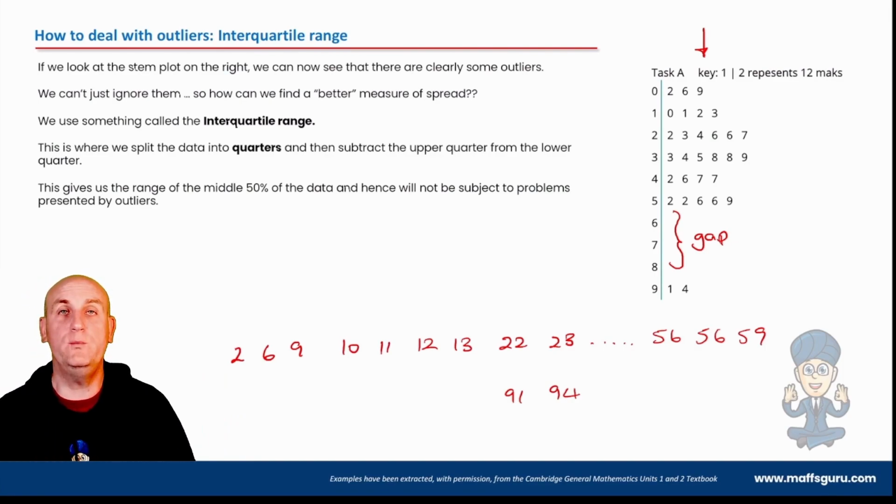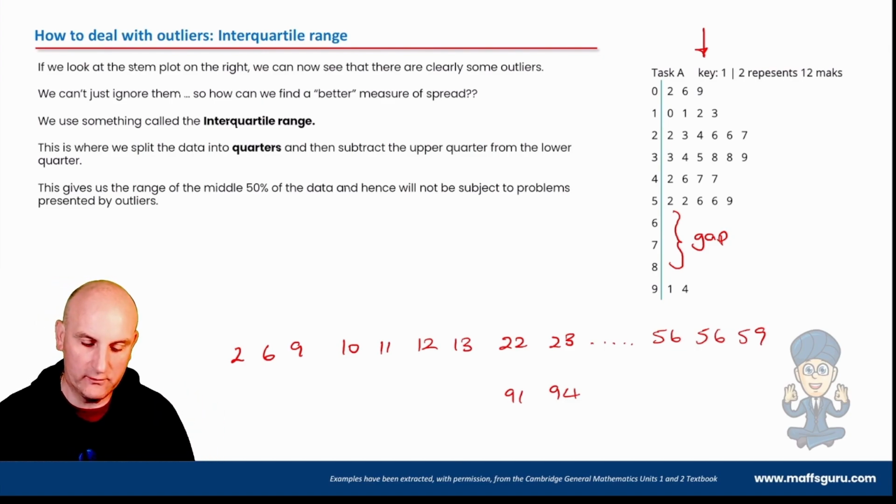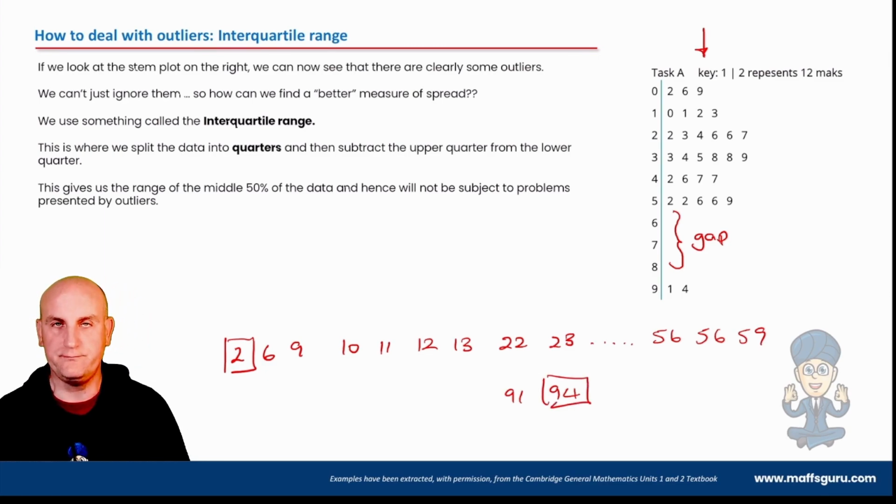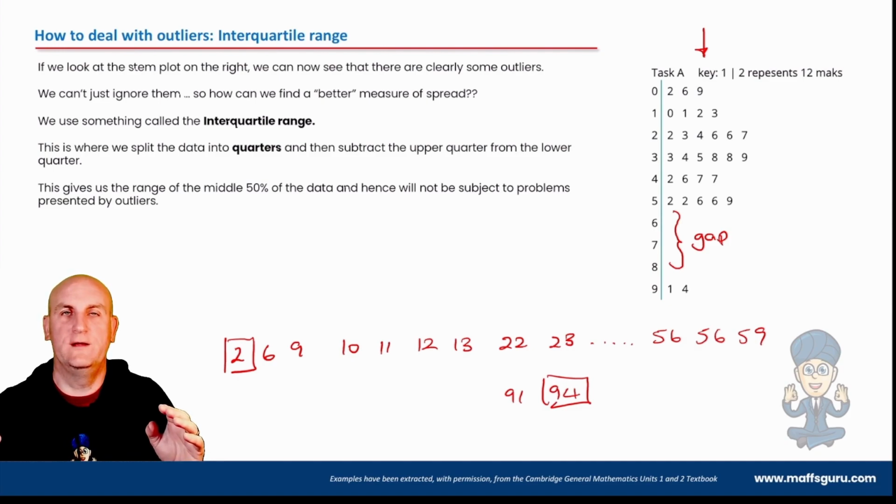Now, obviously, the problem with the range is it takes our smallest value and our largest value. So typically, our range was 2 and 94. Take them away, that gave me the 92. But if I want to sort of fudge the mathematics, if I want to go, let's be clever about this, I can look at the middle 50% of my data.